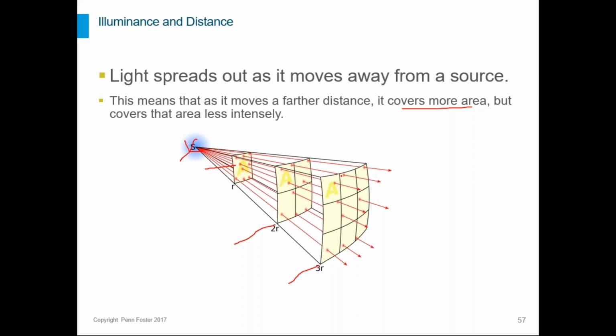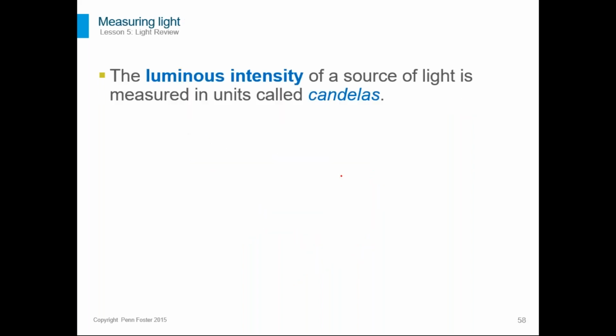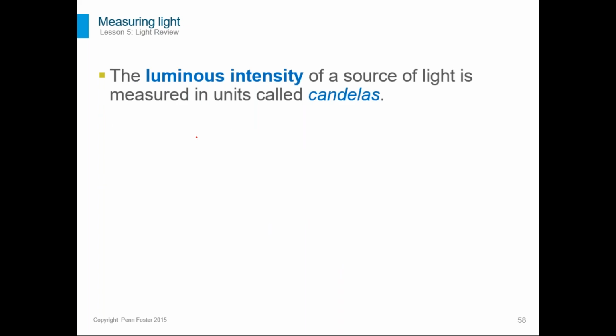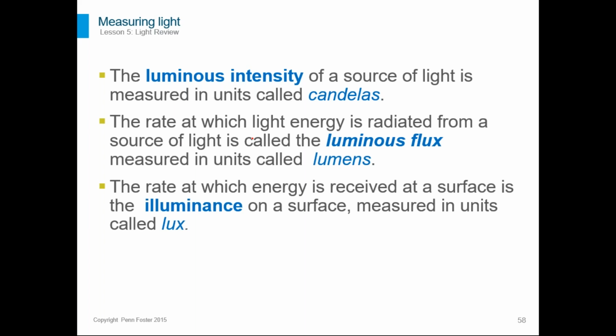So what we're talking about is measuring the way that light changes with distance for some of these formulas. And we've got some terms that we have to use. Luminous intensity is the intensity of the source of light. We're not talking about the light as it hits these papers, we're talking about the intensity of the source. The unit that we use for that is called candelas. The rate at which the light energy is radiated out from that source is called luminous flux. And the rate at which it's received at a surface is called illuminance.